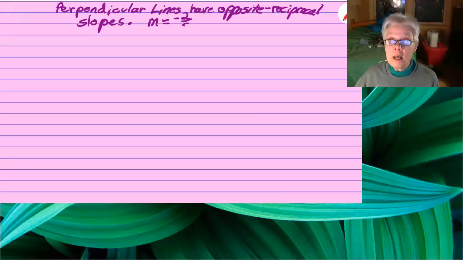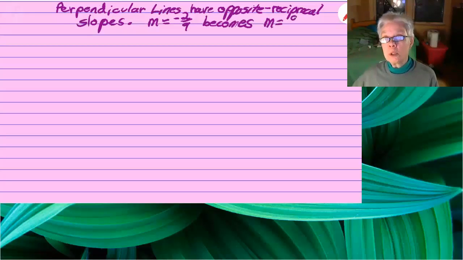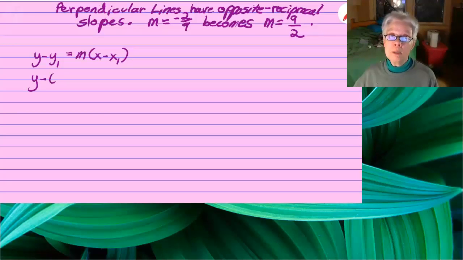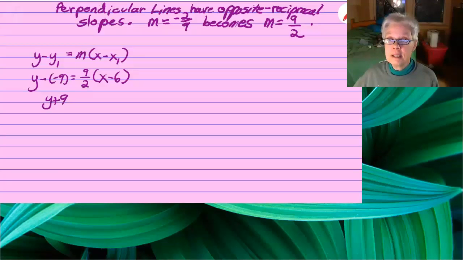So the slope of the given line, we already know, is negative 2/9. But now that's going to become the opposite reciprocal, which is positive 9/2. The slopes are reciprocals, and they're opposite signs. I use the point-slope formula. Again, you could always use y equals mx plus b. Y minus negative 9 equals 9/2 times x minus 6. So y plus 9 equals 9/2 times x minus 6.